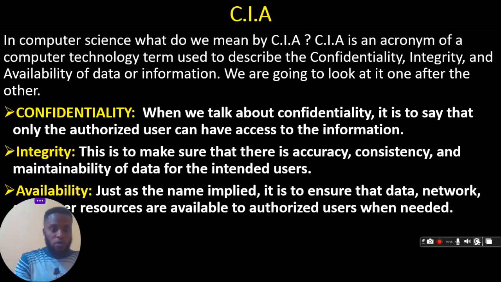We are making a video on C.I.A. Not the C.I.A you know about when it comes to the security sector, but this is an acronym used in computer technology. In computer science, what do we mean by C.I.A? C.I.A is an acronym of a computer technology term used to describe confidentiality, integrity, and availability of data or information.